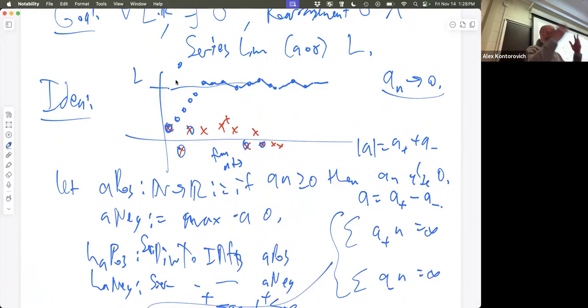This is called the greedy rearrangement. There are all kinds of other rearrangements you could imagine. Add positive terms in the order that you saw them until you get above L. Then add negative terms in the order that you saw them. And the point is, because the terms themselves go to 0, the amount by which you overshoot and undershoot shrinks.